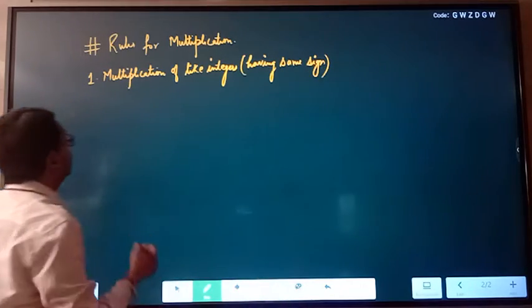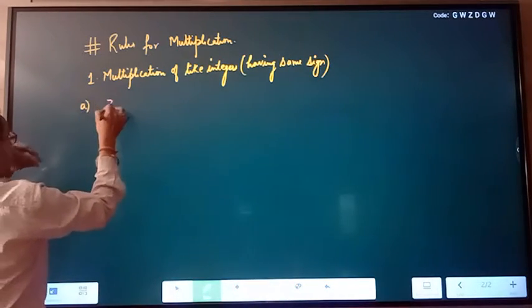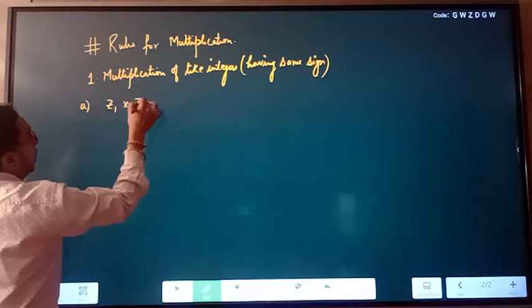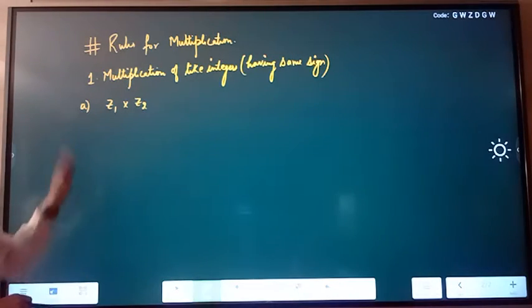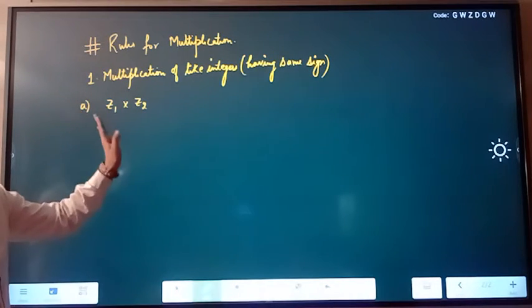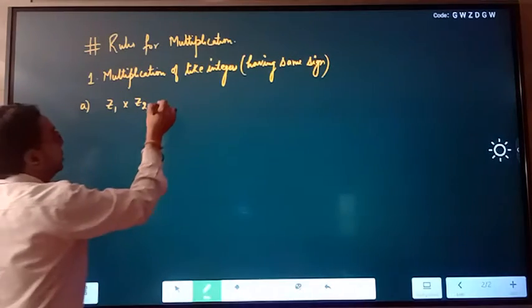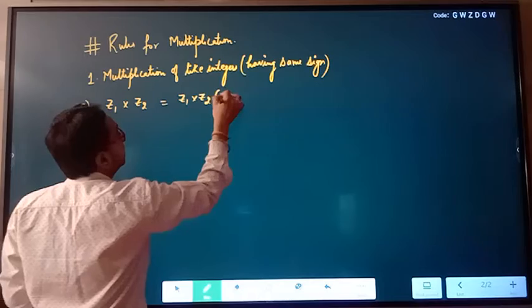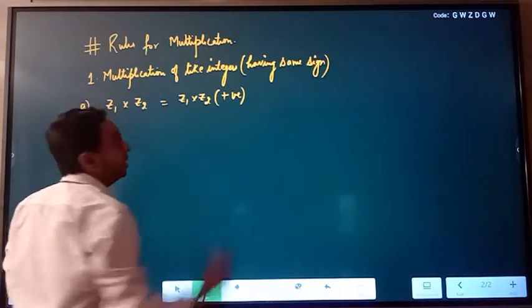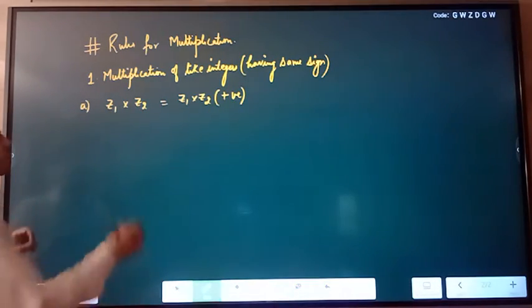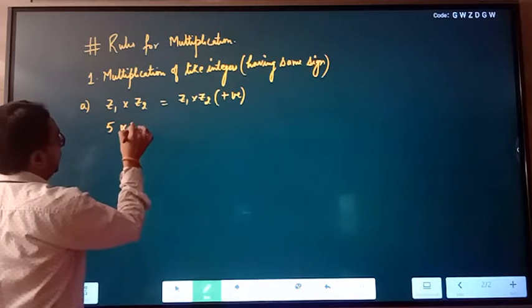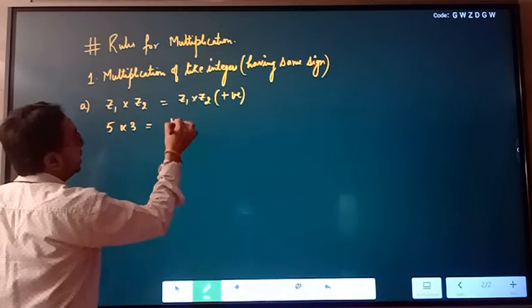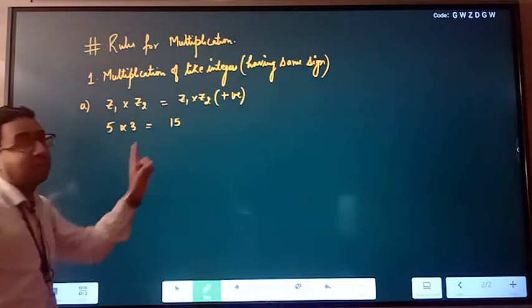First one, when both are positive, that is z1 into z2. I hope you know what z1 and z2 are: z1 is the first integer, z2 is another integer. The product will simply be multiplied, no problem, and the result is always positive. The sign will be positive. For example, 5 into 3 is 15, because both are positive, that is why plus 15.